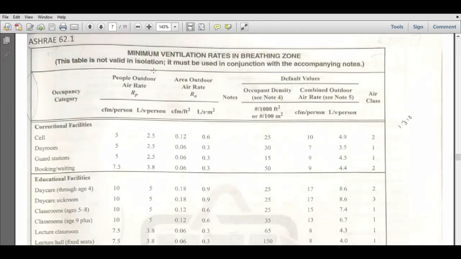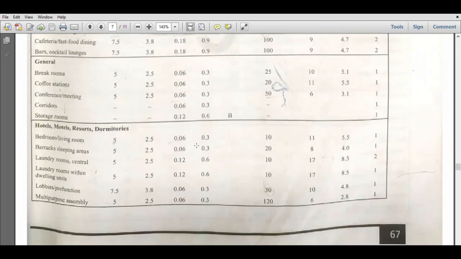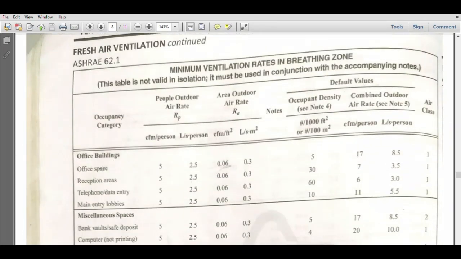This is the minimum ventilation rates in breathing zone. So our area is office. Here CFM per person is 5, and CFM per square feet is 0.06. So we have to take these two values. If any other area is there, for example reception area, take this 5 CFM per person and 0.06 CFM per square feet, like that.